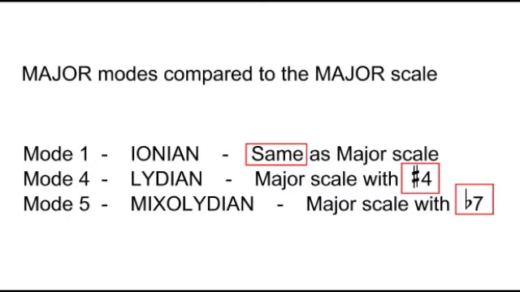Mode 1, the Ionian mode, is the same as the major scale. Mode 4, the Lydian mode, is a major scale with the 4th note sharped. Mode 5 is a major scale with the 7th note flatted. So that's nice and easy. One mode is the same as the major scale, the other 2 only differ from the major scale by just 1 note. So suddenly we realise that we can quite easily find these modes.